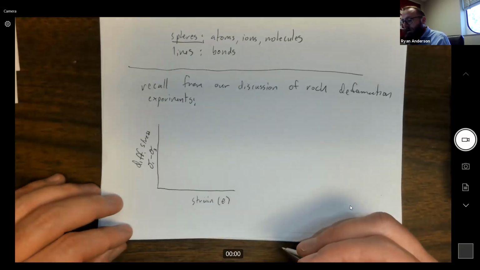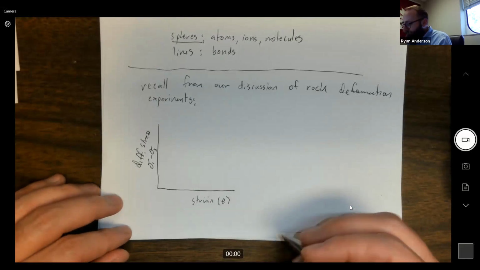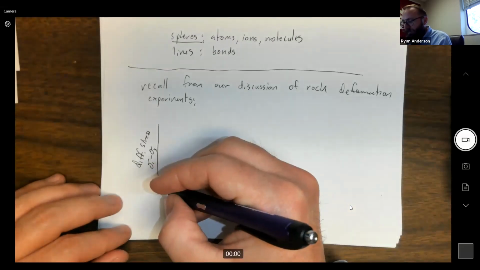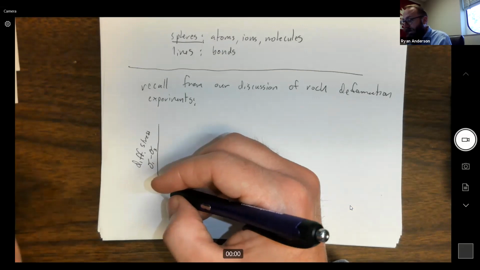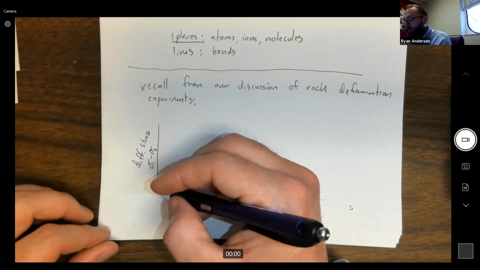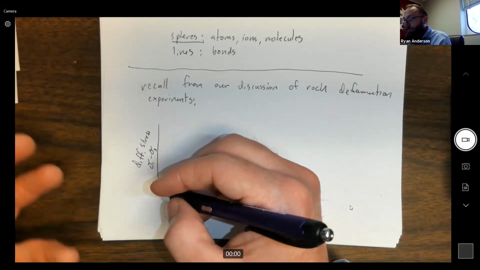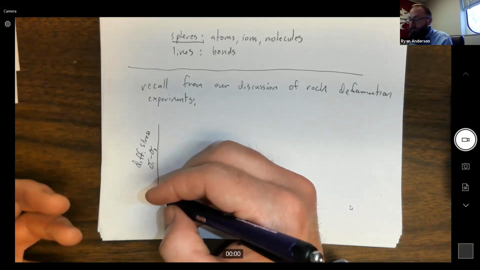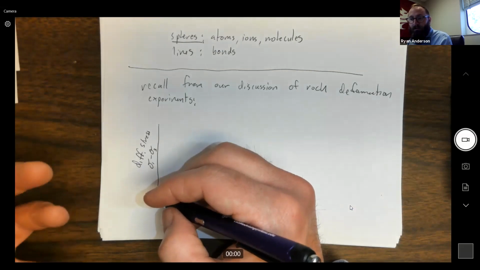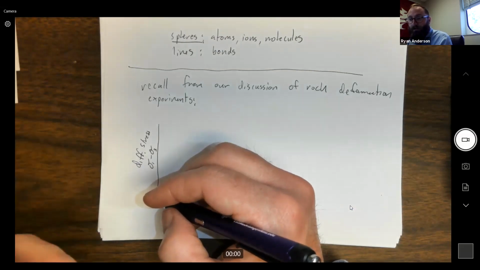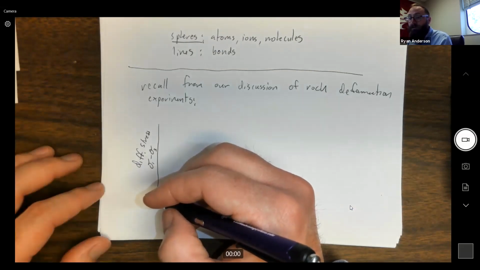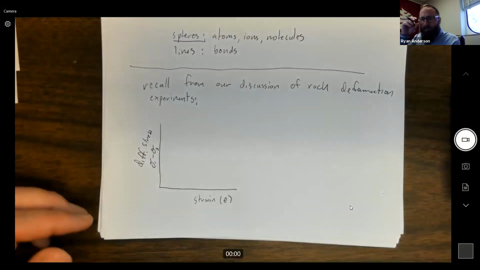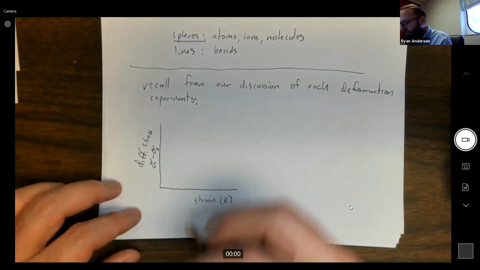So in our rock deformation experiments, we had certain types of behaviors of material, or models for material behavior. One of them was elastic behavior, one of them was plastic behavior, and the final was viscous behavior. We care mostly about elastic and plastic behavior.